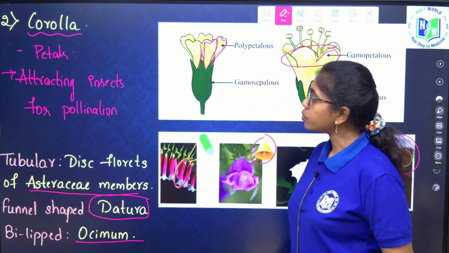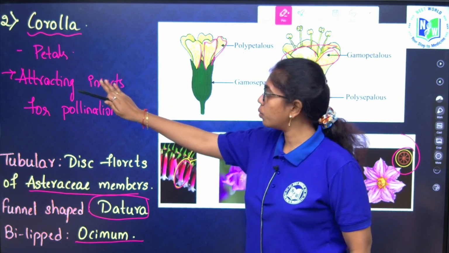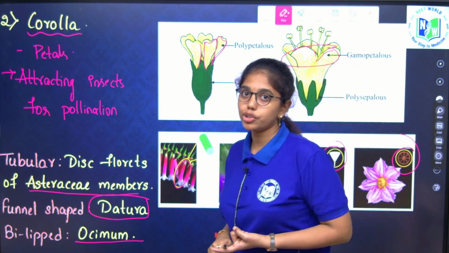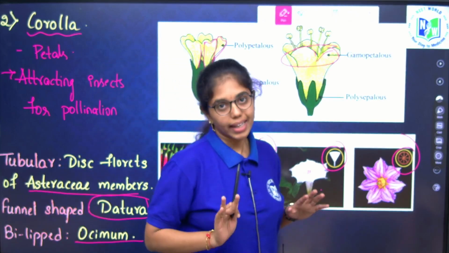Okay. So what you have to remember here is that the prominent role that petals or corolla will do is attracting insects for pollination, and if the petals are attached to each other, it is gamopetalous. If they are free from each other, it is polypetalous.